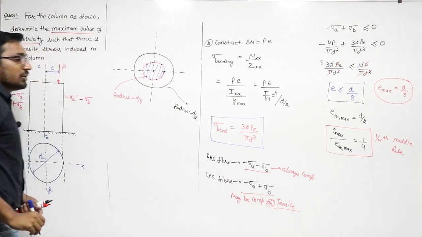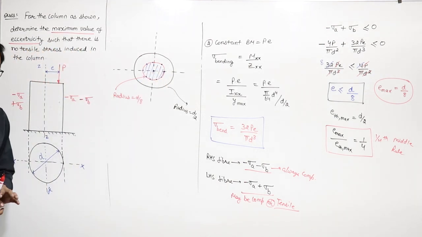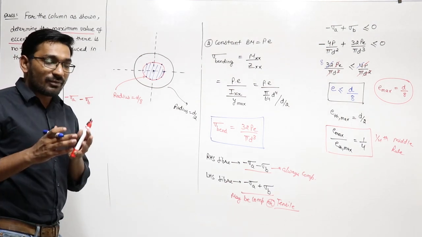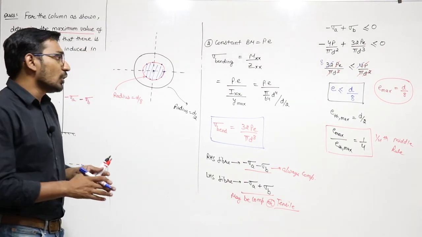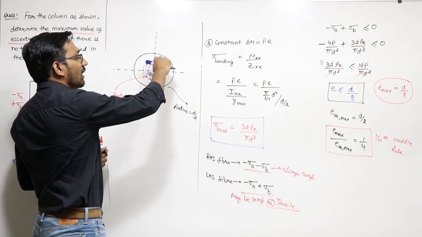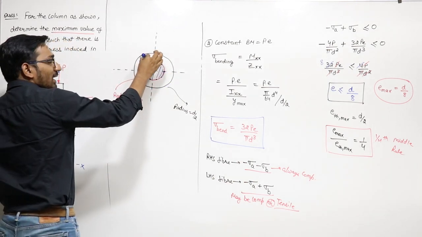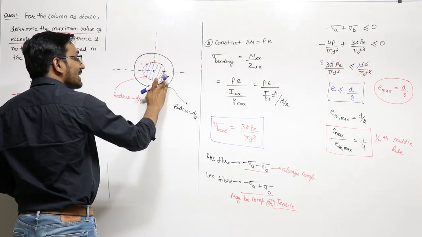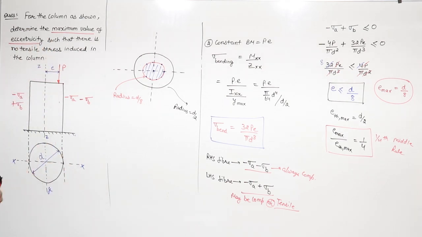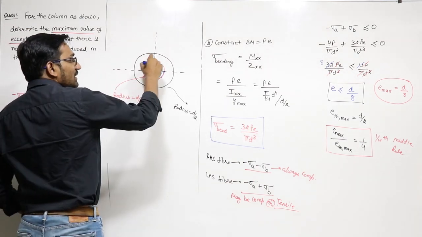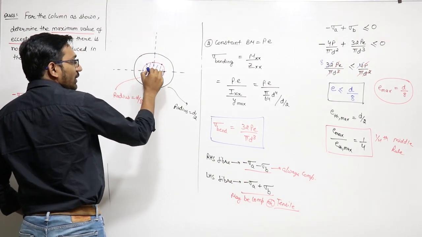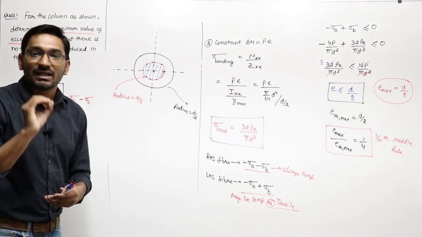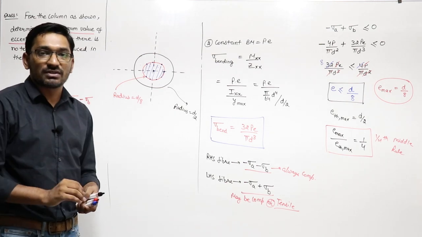So you always want that when you apply load in a column, that load will exist only in this area. If you apply load outside, then because of this load, tensile stress will develop and the column will fail. So always the load must be within this area. At any point you can apply load like this, then the stresses developed inside the column will be compressive only. No tensile stress will develop.